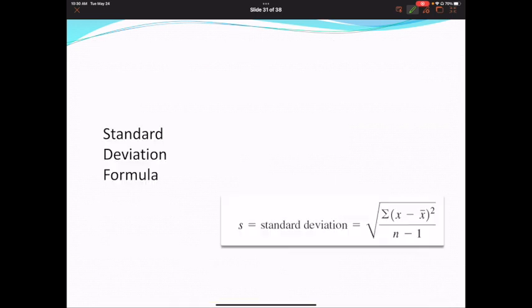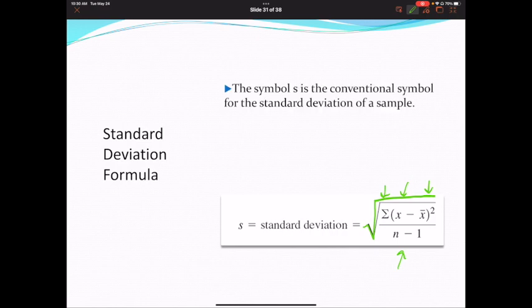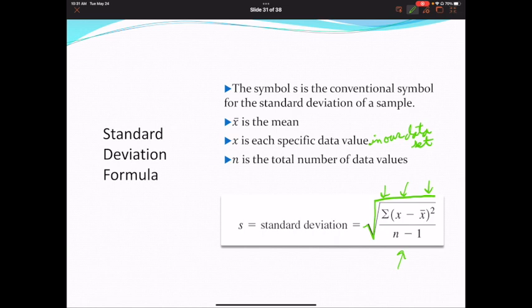This is the form I prefer. So here we have S, which is our standard deviation. We're taking the square root of our variance, which is the sum of our sample values minus our mean squared over n minus 1. The symbol S is our conventional symbol for standard deviation, where x bar, we already know to be the mean. X is each specific data value in our data set, and n is our total number of data values, otherwise known as our sample size.